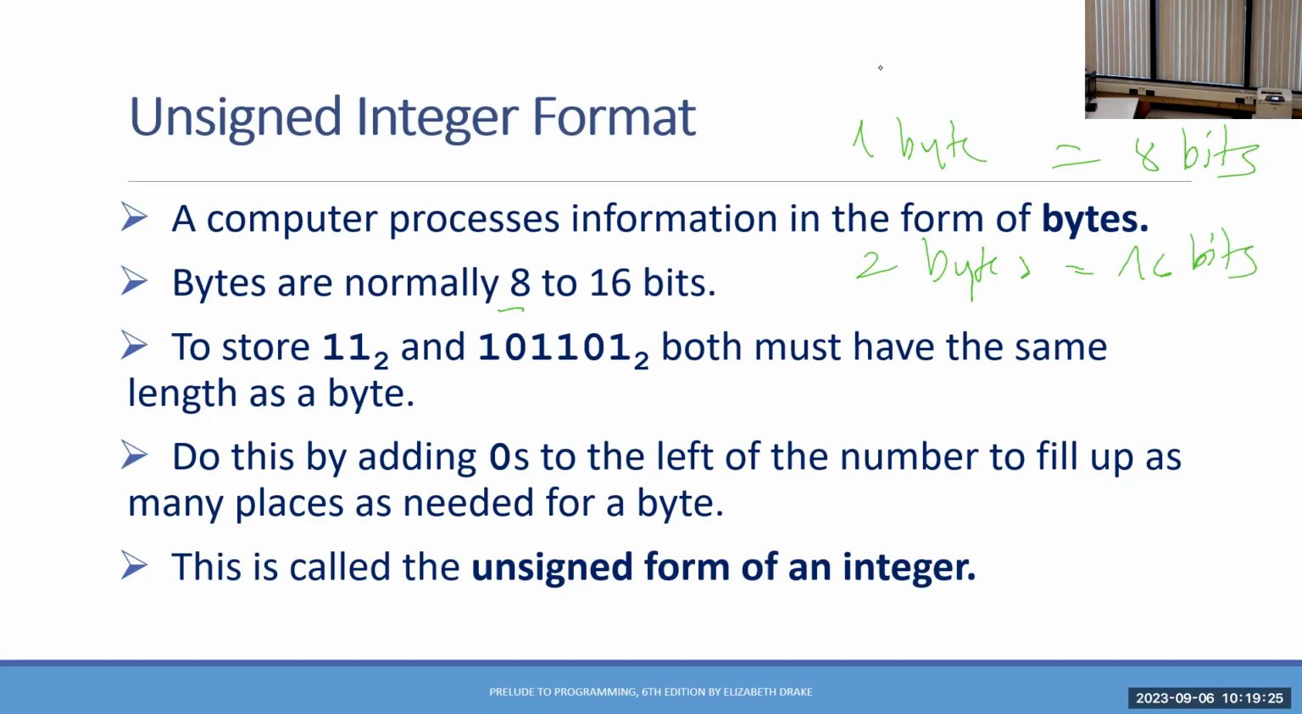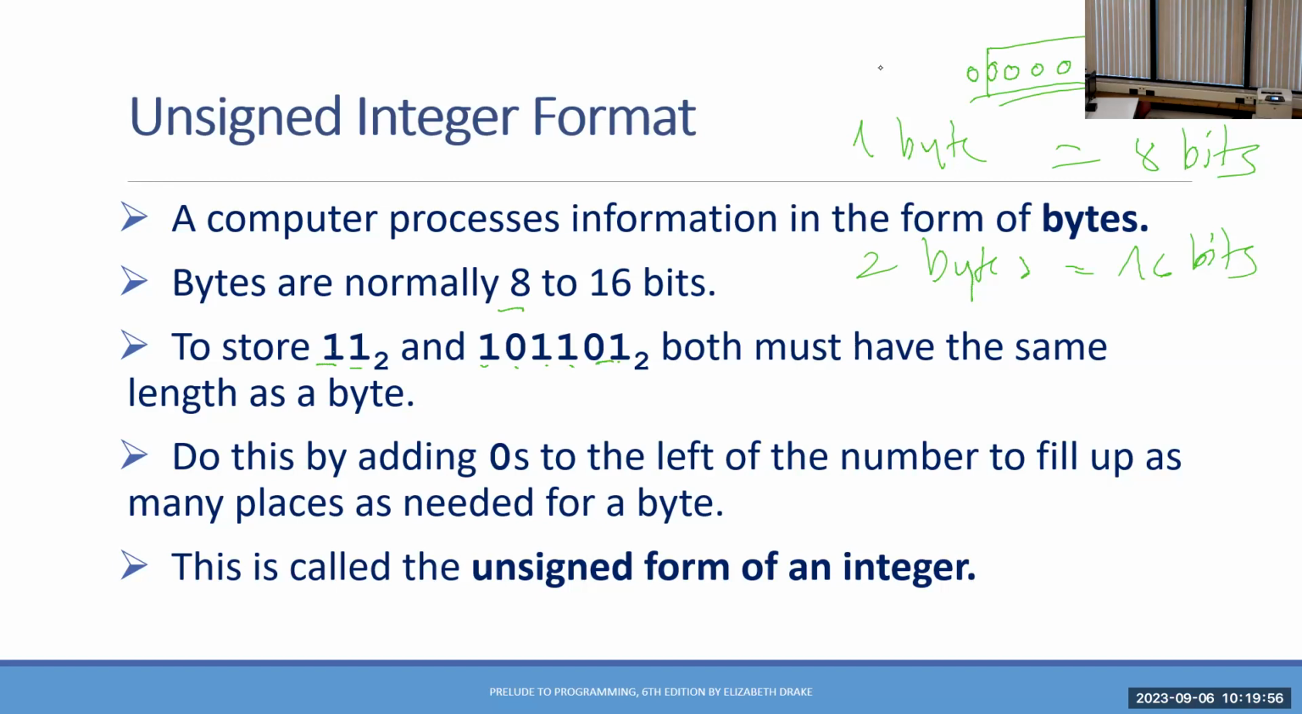If I want to store 1 1 and I want to store 1 0 1 1 0 1 here, basically in the computer you have to store it in 1 byte. So if I want to store 1 1 here in 1 byte, I have to put 1 here, 1 here, and every other bit I have to fill up to the 8 bits. I have inserted six 0s here. Make sense? The same with this one.